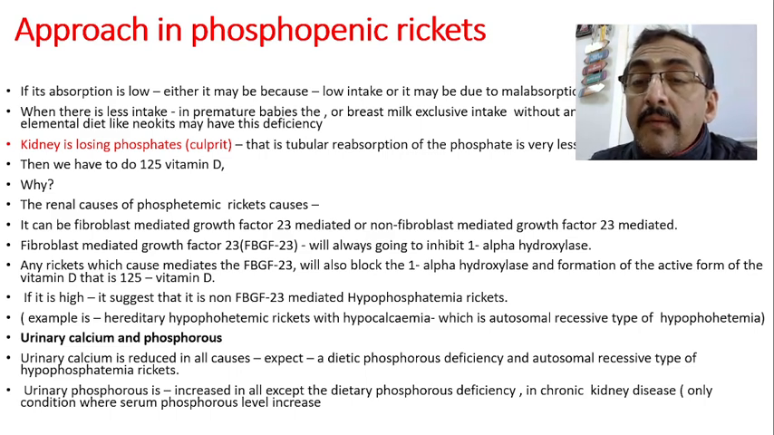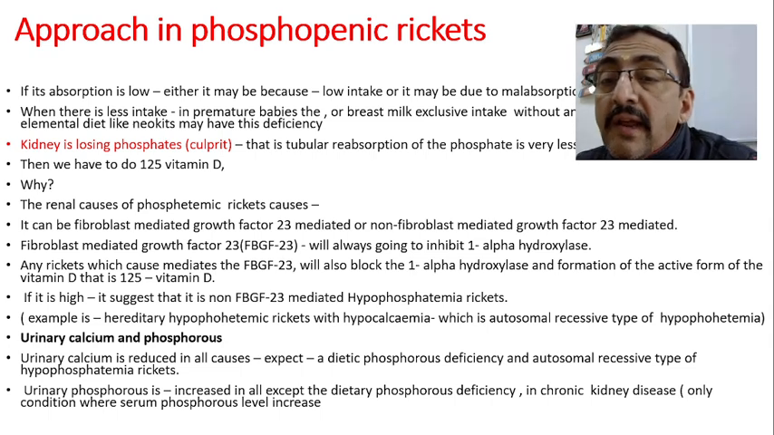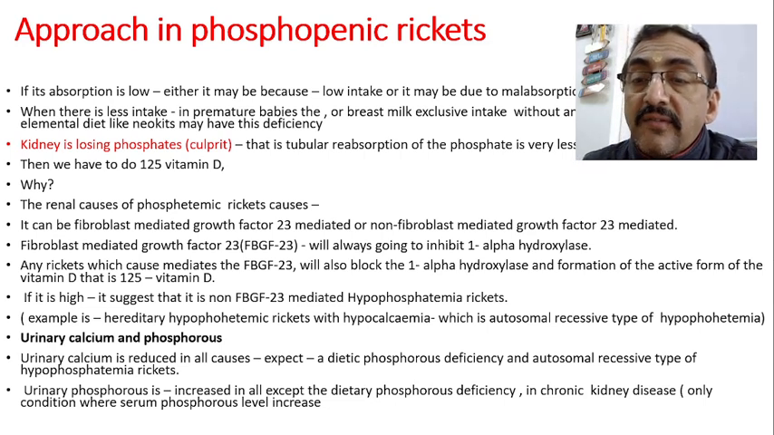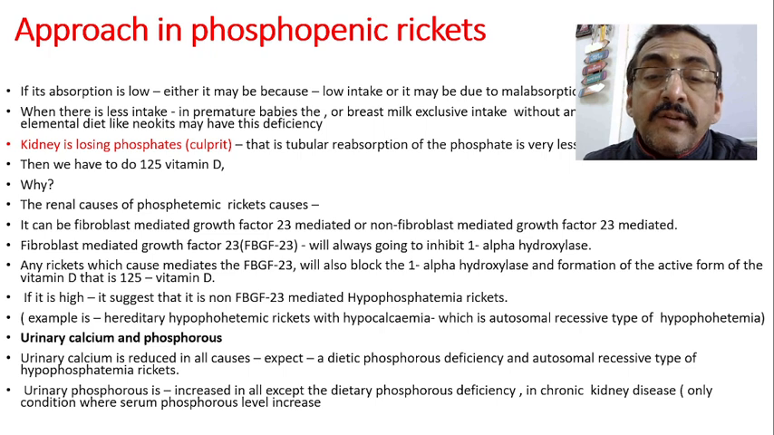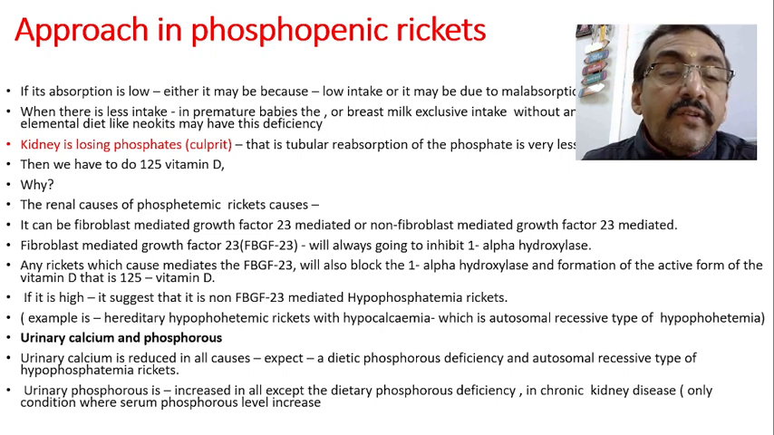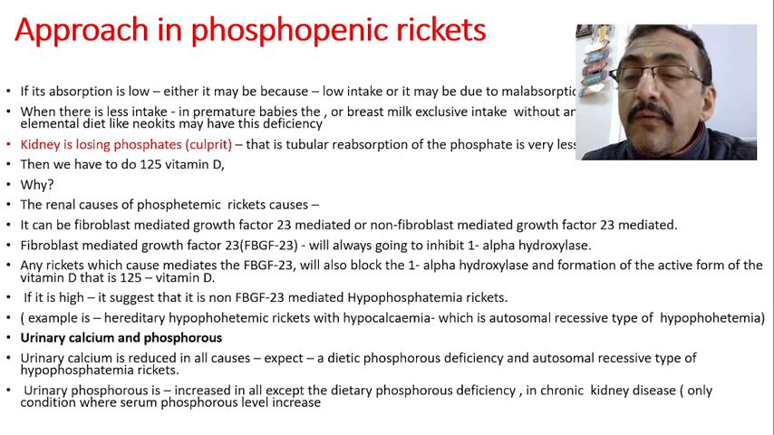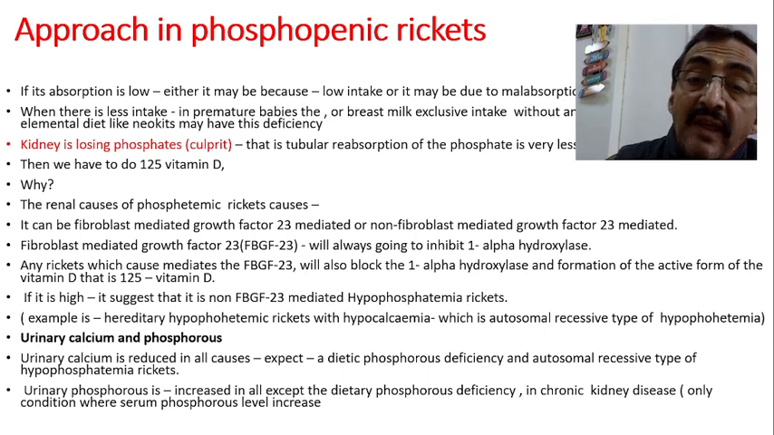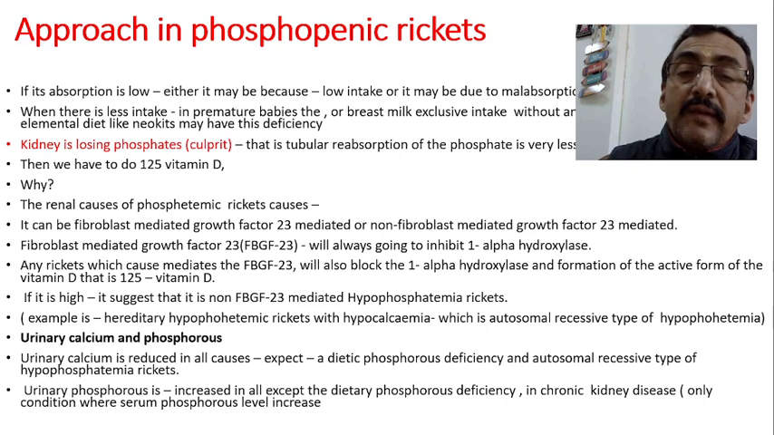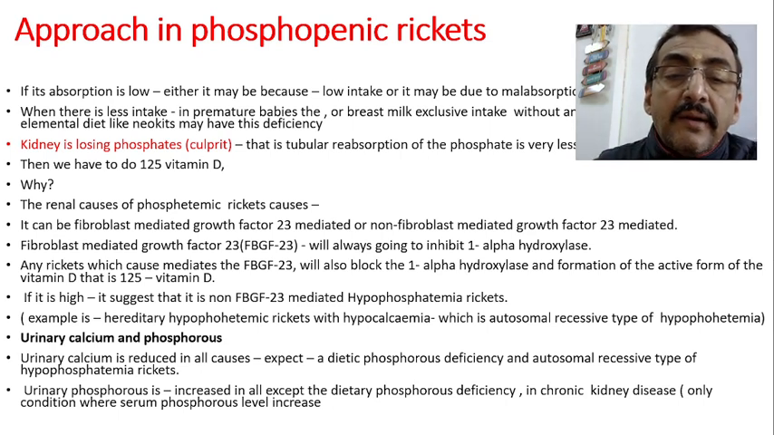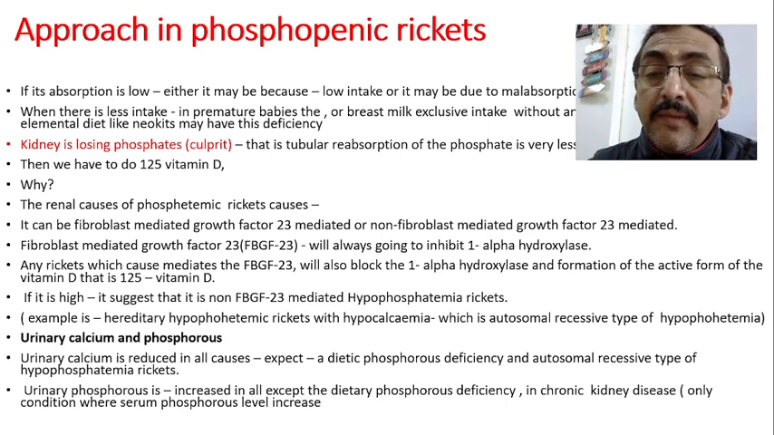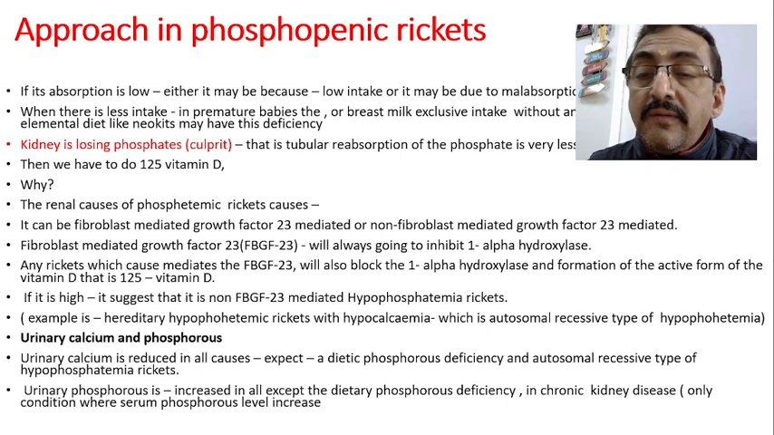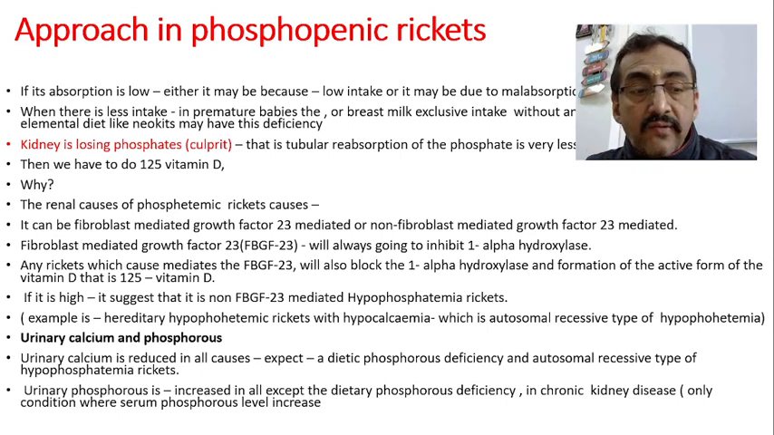Example is hereditary hypophosphatemic rickets with hypercalciuria, which is an autosomal recessive type of hypophosphatemia. Okay. Now we have to think about urinary calcium and urinary phosphorus. Urinary calcium is reduced in all the causes, except dietary phosphorus deficiency and autosomal recessive type of hypophosphatemic rickets. Urinary phosphorus is increased in all cases of rickets, except dietary phosphorus deficiency or chronic kidney disease, the only condition where serum phosphorus level increases.